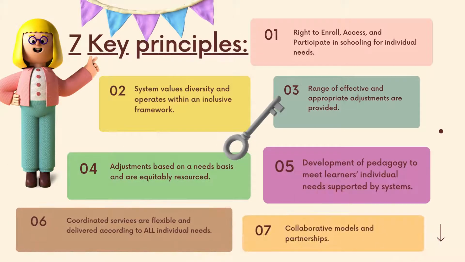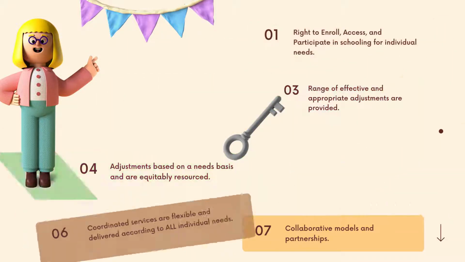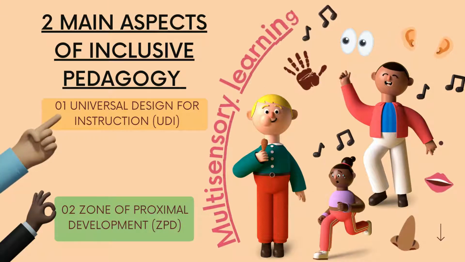Key principles, to name only a few, are the right to individual needs met, diversity, inclusion, accommodations made within the school and classroom environment for all individual learners, collaborative work, teacher adjustment based on learners' needs, and so forth. Two main aspects of inclusive pedagogy are the UDL and the ZPD. Inclusive education places an emphasis on multisensory learning, such as hearing, seeing, feeling, tasting, and smelling, thus incorporating all of the individual learner's senses throughout lesson planning.